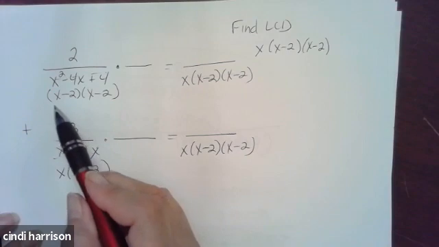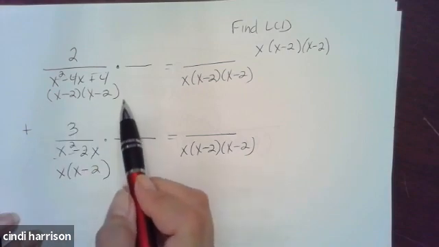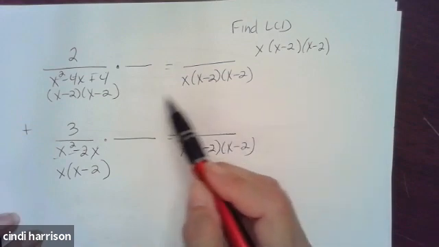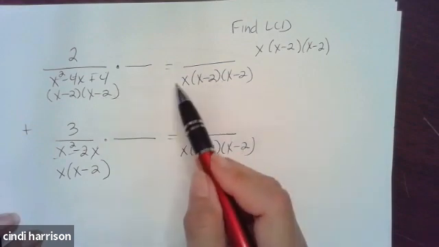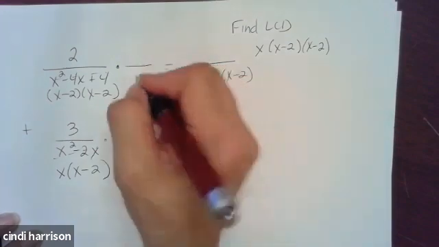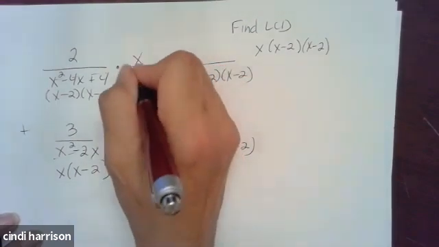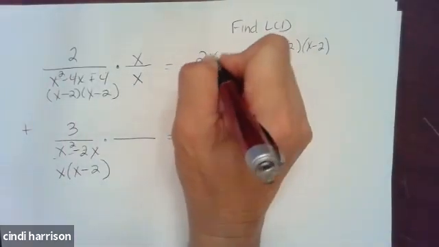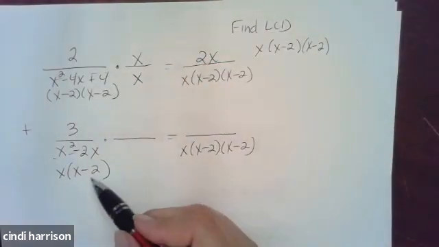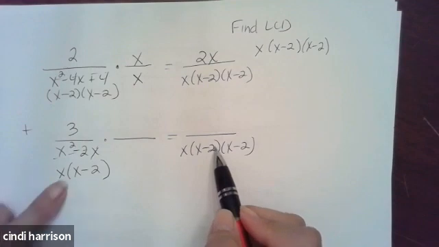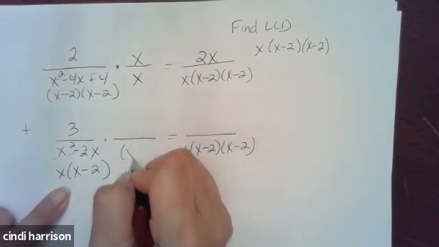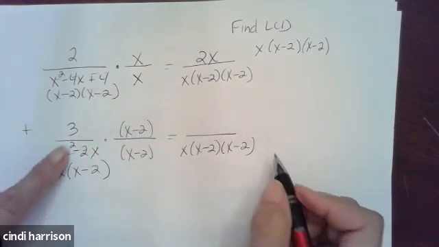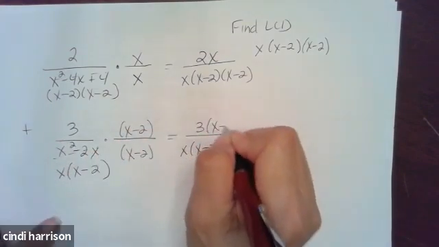So now we're going to say, okay, what do I need to multiply by this denominator that will create this denominator? In other words, what factor is missing? And it's that factor of x, isn't it? So we're going to multiply top and bottom by x. So 2 times x is 2x. And then to go from here to here, what we're missing is that extra factor of x minus 2, top and bottom. So we're going to show 3 times x minus 2.